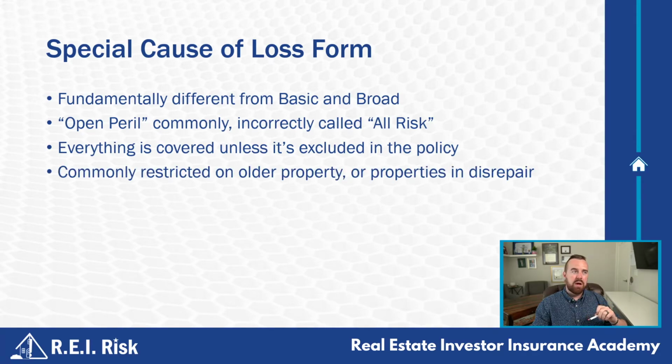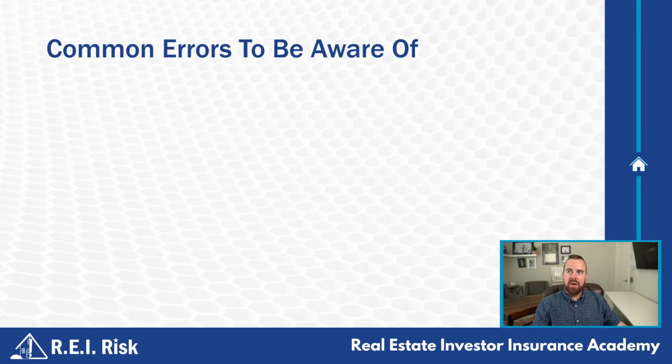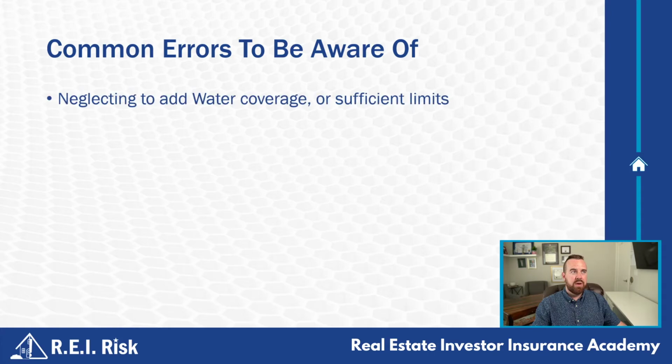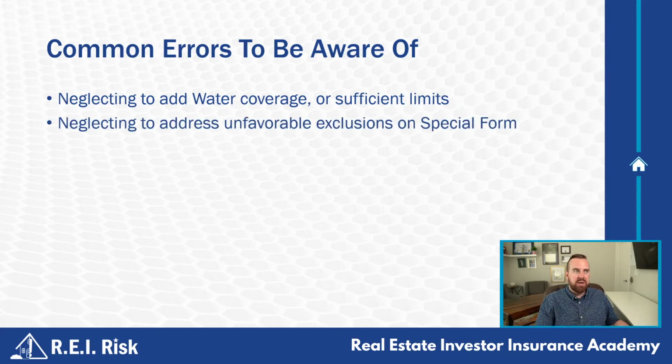A lot of times you'll see these not available on older properties that haven't been renovated, as well as properties that are in a current state of disrepair. So, common errors to be aware of. Water coverage most of the time has to be added by specific endorsement. A lot of carriers do not automatically cover water damage coverage, or they'll cover it at a tiny amount like $5,000 or $10,000.